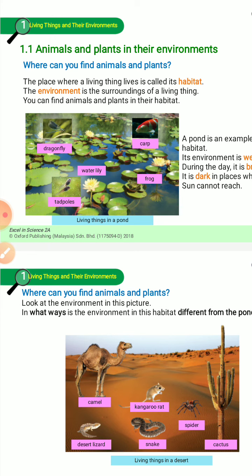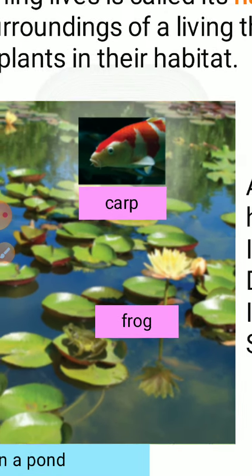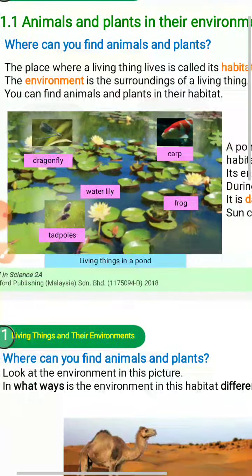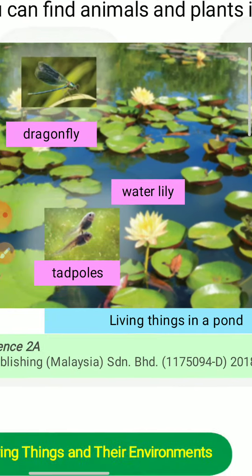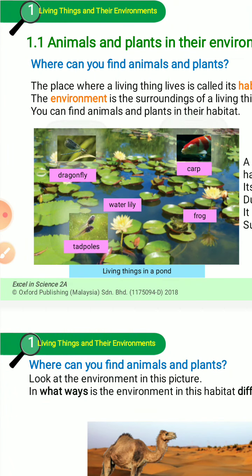Animals, like calves, for example, they need a home like you. Frogs also need a home like you. And the water lily, this plant, and the dragonfly, they need a home like you. They need a place or shelter to raise their children, or they need food in a particular place. So today we are going to talk about habitat and environments.